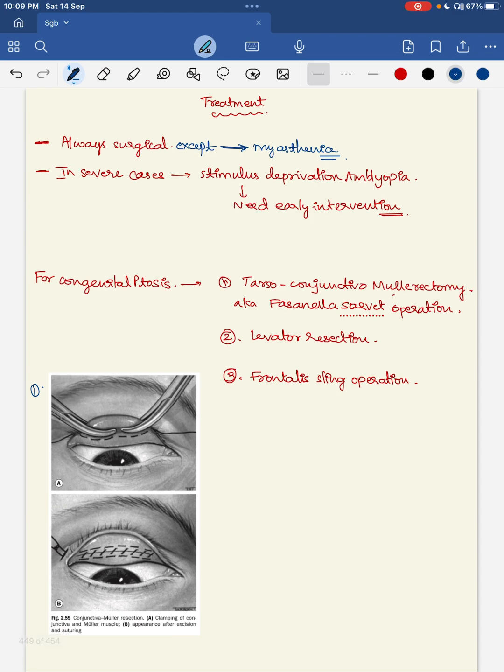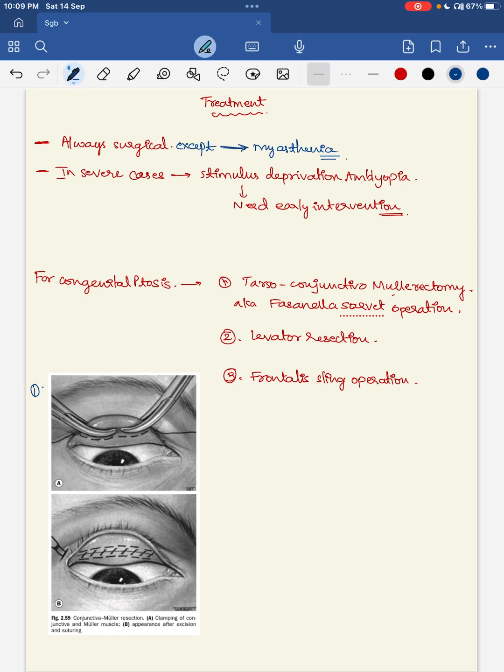Coming to the treatment part, it's almost always surgical, except one cause, which is myasthenia gravis, in which again cholinergic drugs would help. Again, it is a chronic disease, and even azathioprine, thymectomy, plasmapheresis, many things are done which will cure the symptoms all over the body due to myasthenia. So eventually it will cure even the ptosis. Apart from that, it's always surgical.